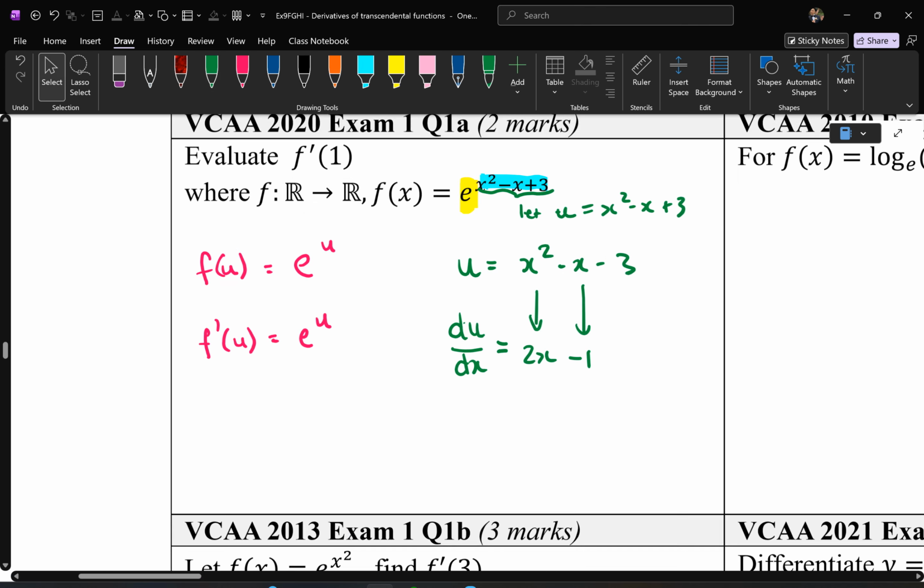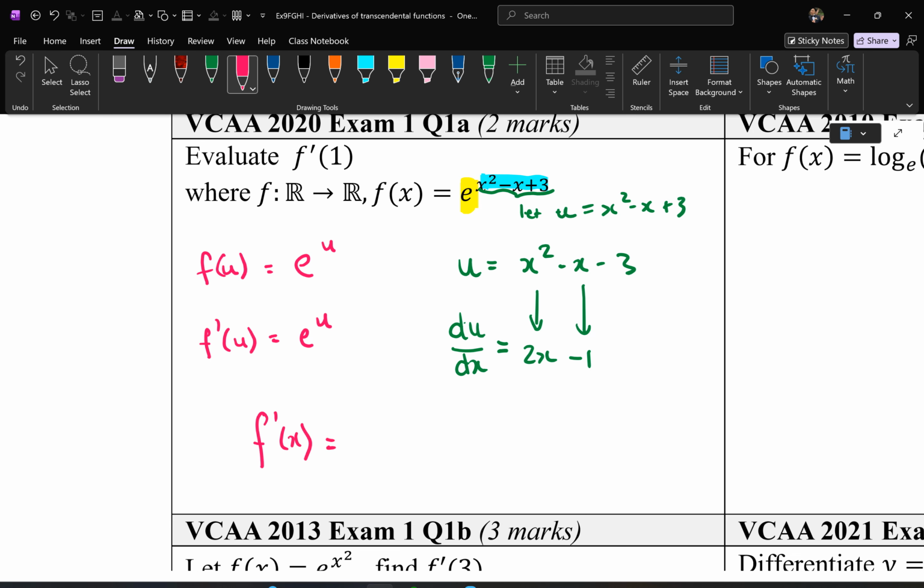So putting them together, delta y delta x, which in our case is the derivative of f of x, so f dash of x will equal, and it should be e to the u. But since we knew u is x squared minus x plus 3, so e to the u multiplied by delta u delta x, which is 2x minus 1.